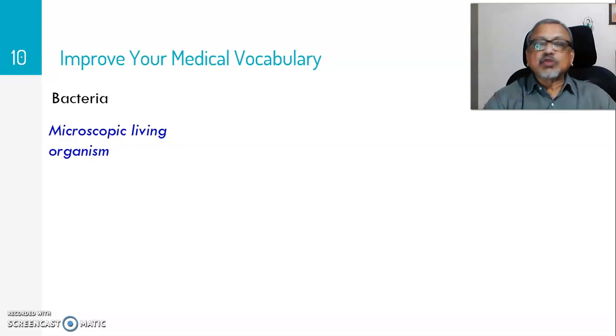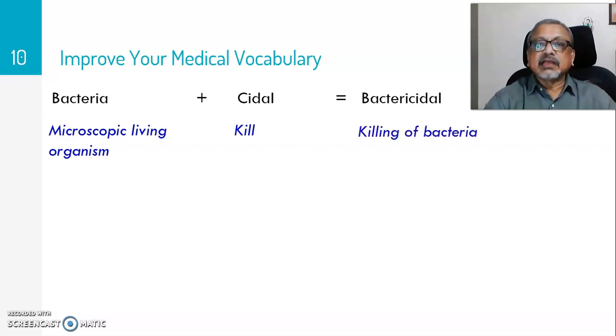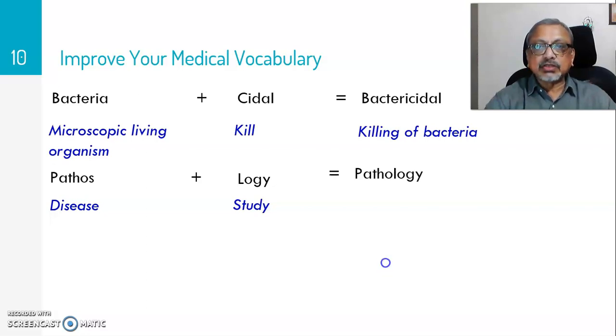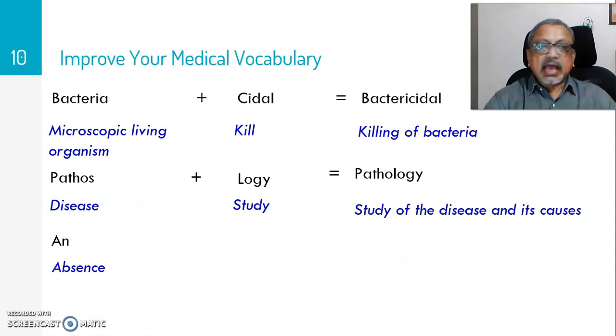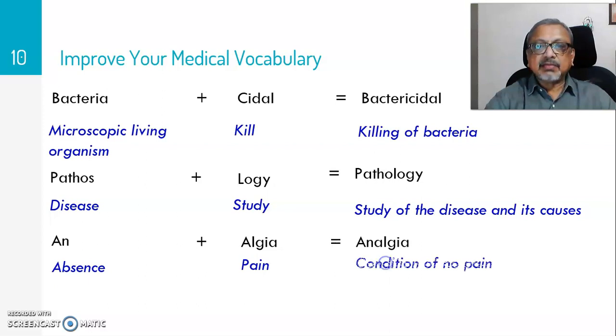Bacteria are microscopic living organisms, and cidal means killing. Bactericidal means the killing of bacteria. Pathos means disease, and logy means study. We already know it. So pathology means the study of the disease and its causes. An means absence. Algia means pain. So analgia means the condition of no pain.